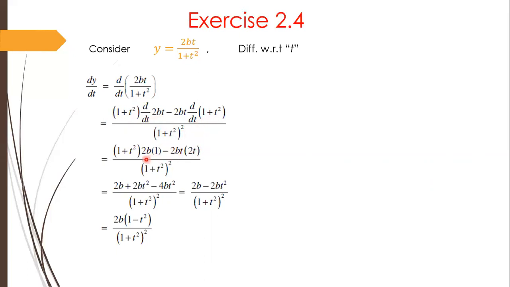Now open the brackets. 2b into 1 is 2b, 2b multiplied by t square is 2b t square, and minus 4b t square. 2b t square and minus 4b t square will be minus 2b t square. Taking 2b common, we get 2b(1 minus t square) over (1 plus t square) whole square.